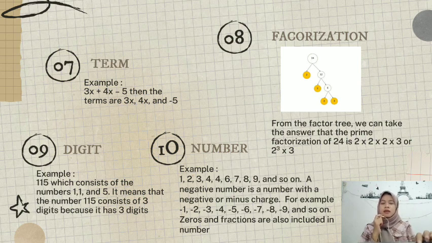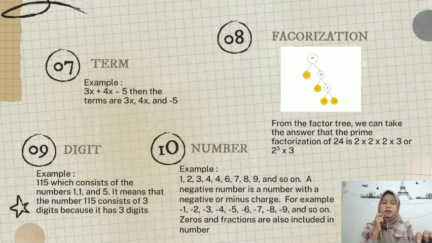And ninth, digit. Meaning in Indonesian is angka. A digit is a number represented by a single digit, a term used to describe a symbol that describes a quantity. Example: 115, which consists of the digits 1, 1, and 5. It means that the number 115 consists of 3 digits.